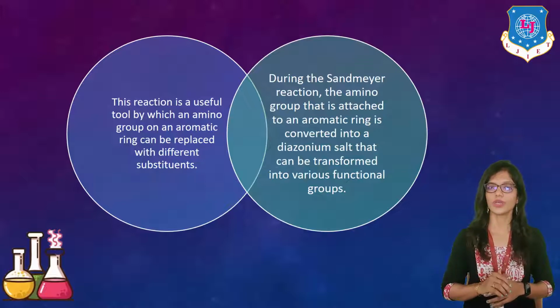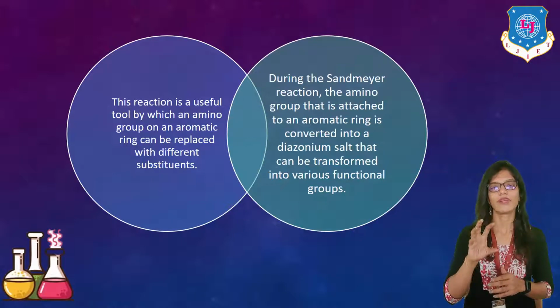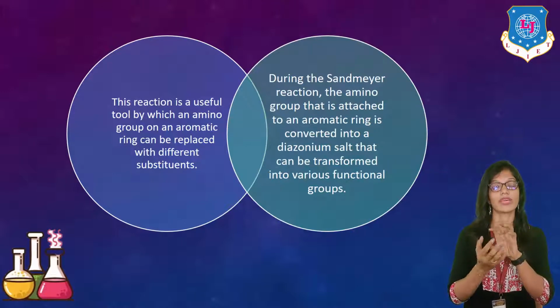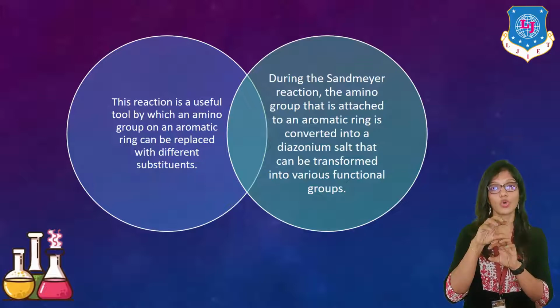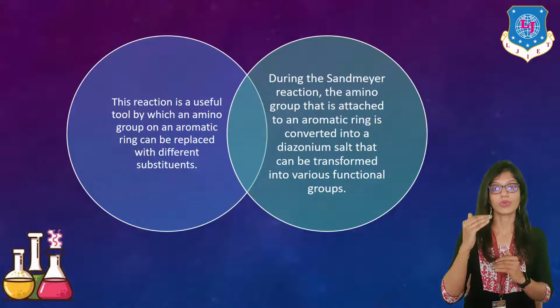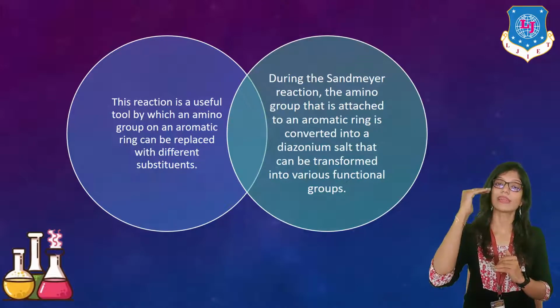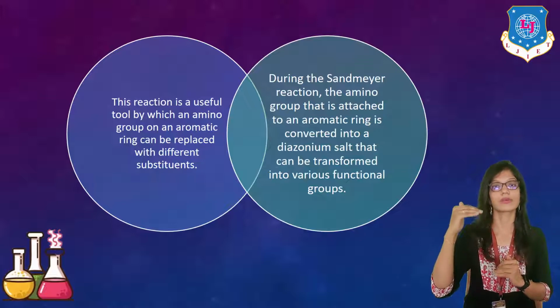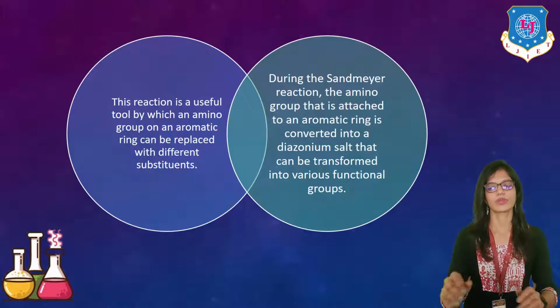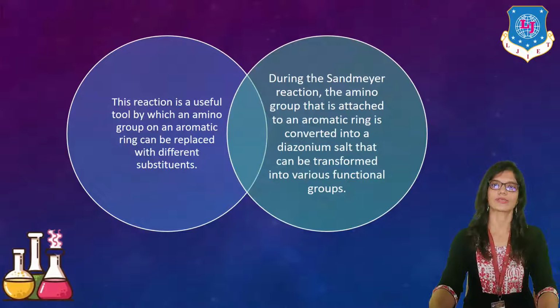So what we will do here, first of all, it is a reaction in which an amino group on an aromatic ring is replaced by other substituents. We will have here the benzene on which an amino group is there. Okay, so understand it very clearly. What we will have here is basically we replace that amino group with any other substituent. Okay, so in this manner we will do this.